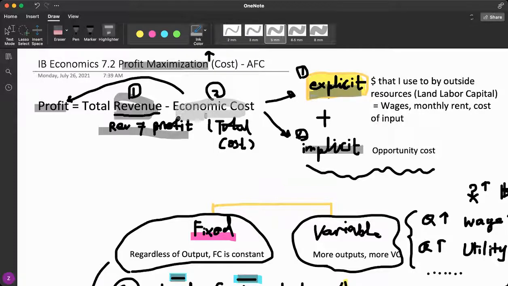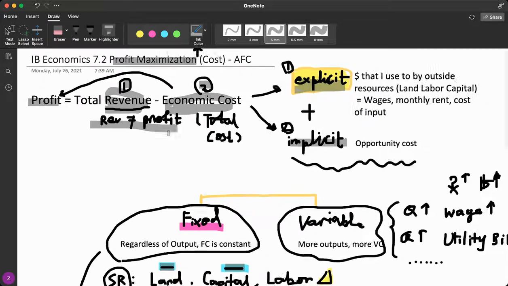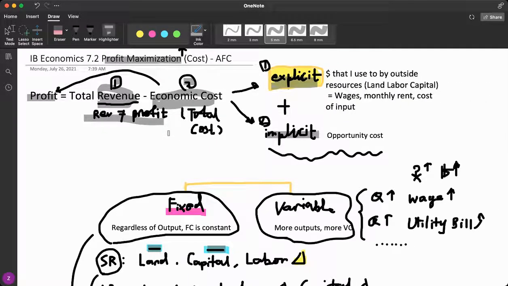So here profit is equal to total revenue that I make minus the economic cost. And in this chapter, we'll examine some important concepts relating to revenues, cost, and profits, and understanding them will be essential to our future studies on market structure. So today we'll mainly focus on the cost part of this equation.